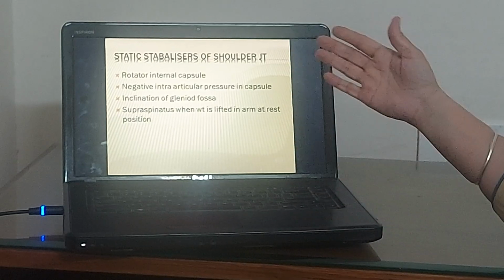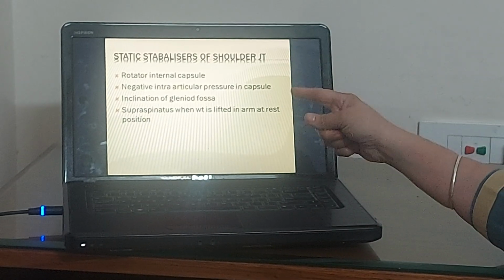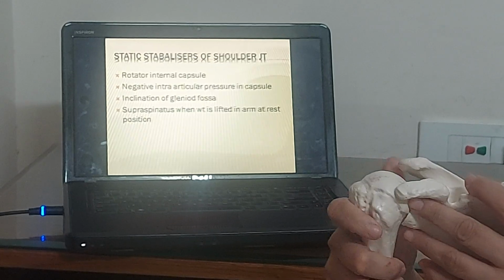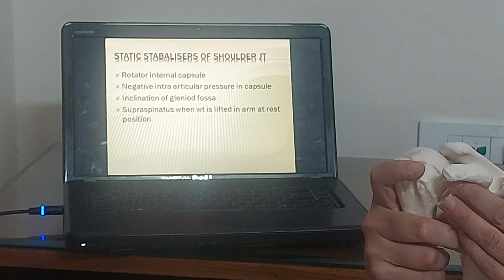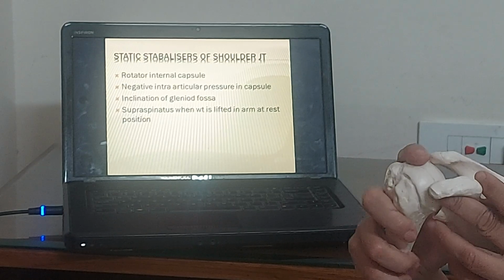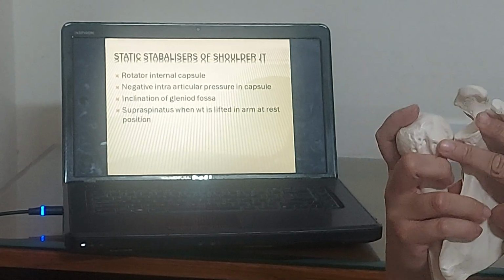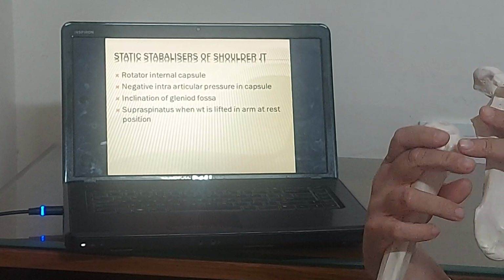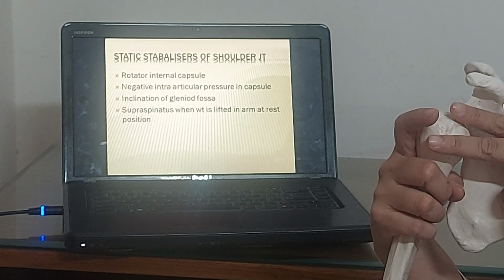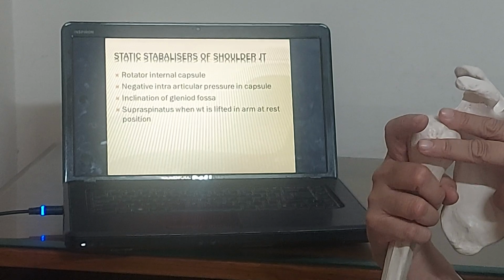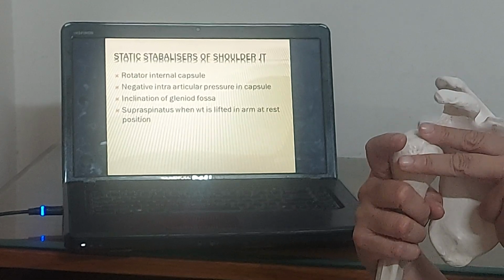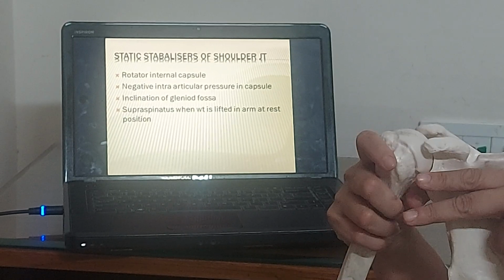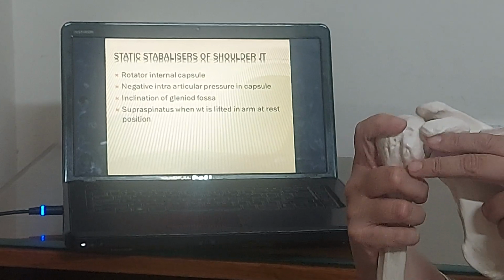Now we have to discuss the static stabilizers of the shoulder. The first is the rotator interval capsule, which we discussed in the previous video. The rotator interval was a gap, a triangular space between the supraspinatus and the subscapularis. There was a gap, and some structures were passing through it. Let me show you in this form.